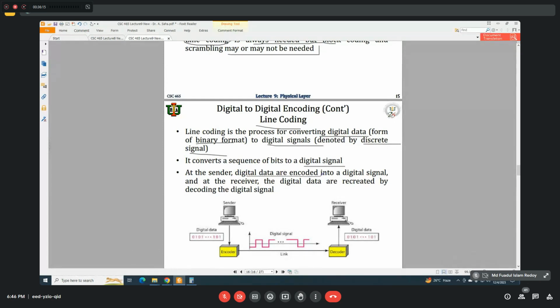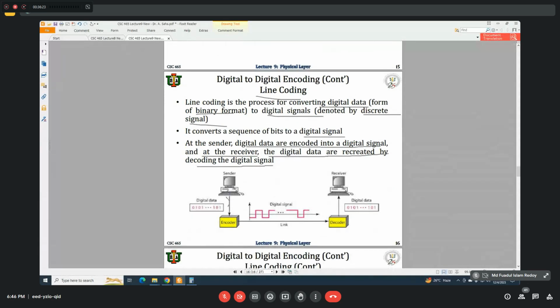The digital data are encoded into a digital signal, and at the receiver, the digital data are recreated by decoding the digital signal. You can see that the sender is sending digital data, which must be converted through the encoder to a digital signal. The digital signal is transmitted over the medium. On the receiver side, when it is received, the digital signal must be converted back to digital data. Is it clear now?